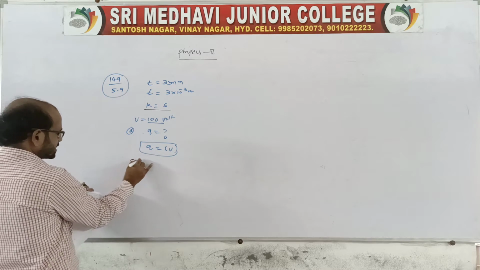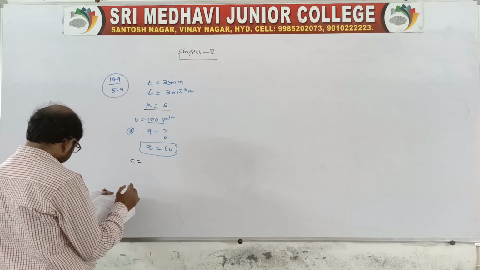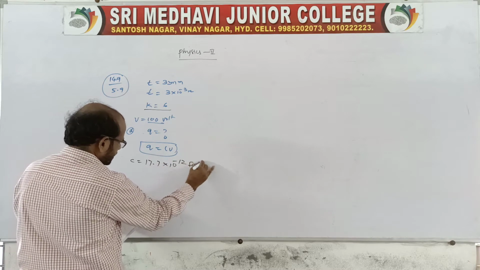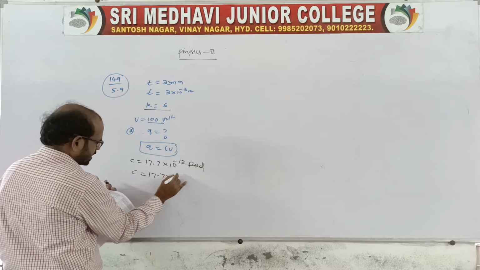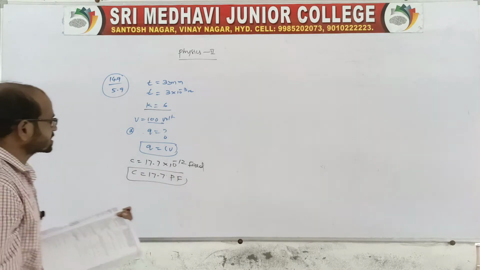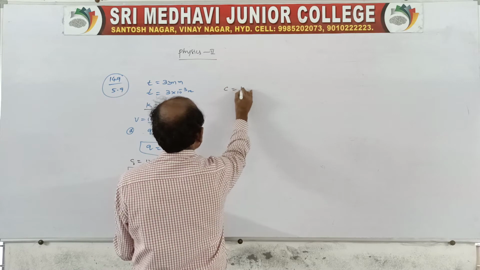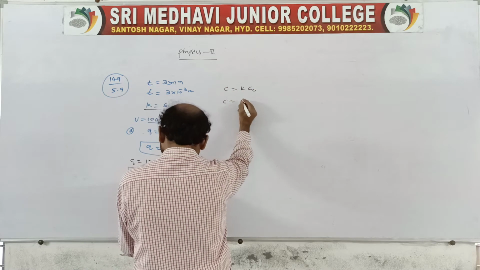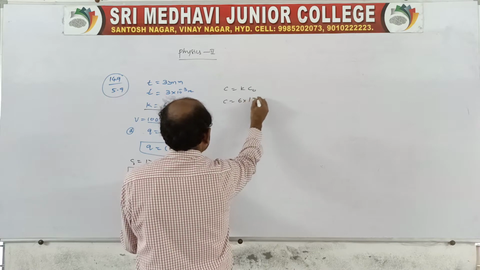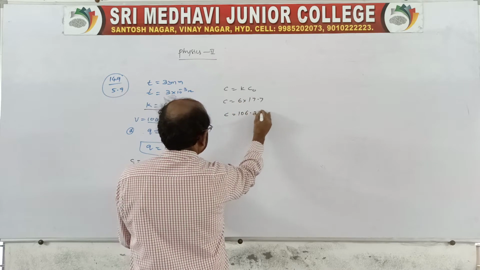In the previous problem we know C is 17.7 into 10 power minus 12 farad, which we can also say is picofarad, PF. But now a dielectric constant is introduced, so we call that C naught, and now we get a new C value. C is equal to K into C naught. K is given as 6, multiplied by 17.7, so C is approximately 106.2 PF.